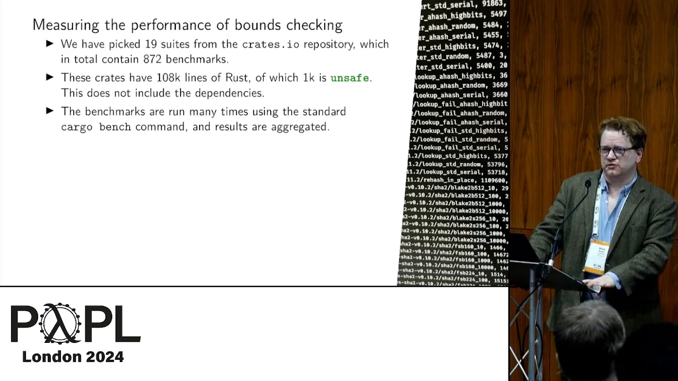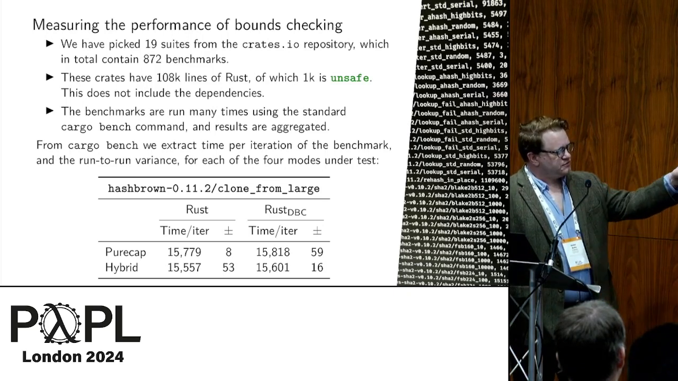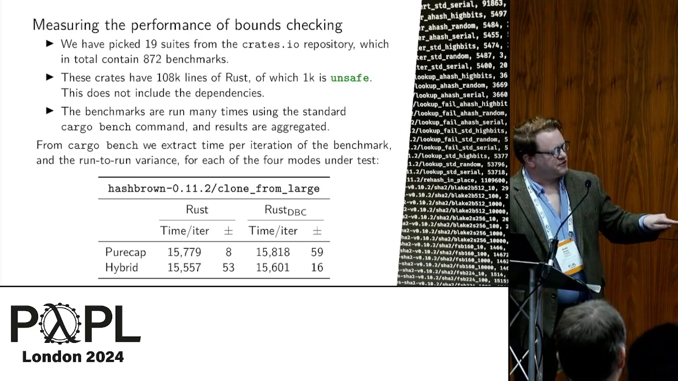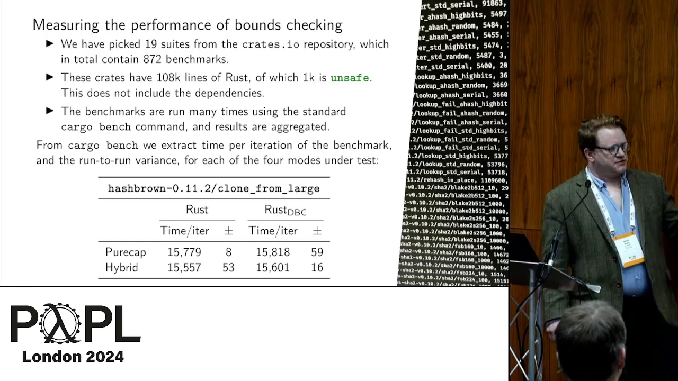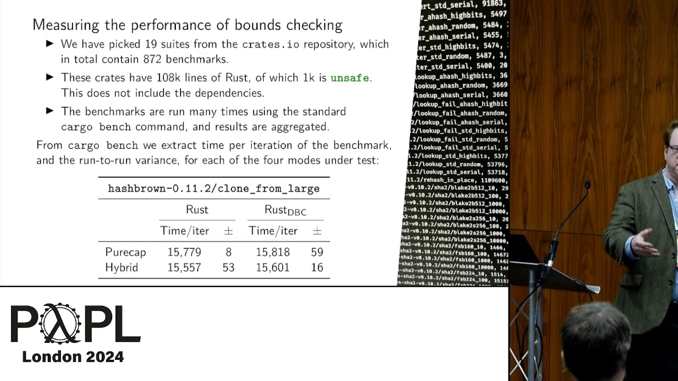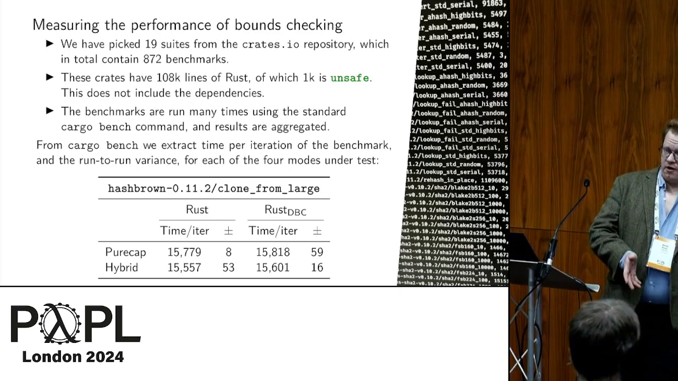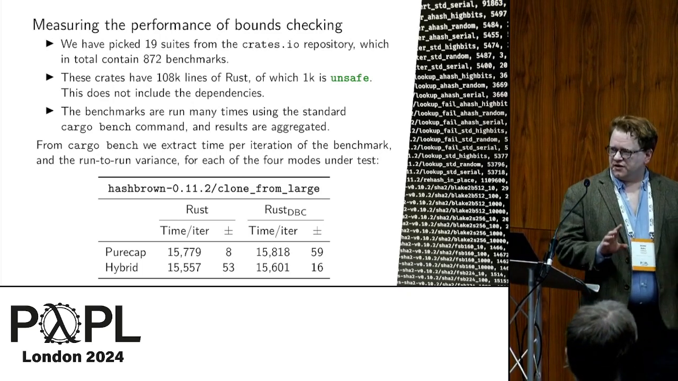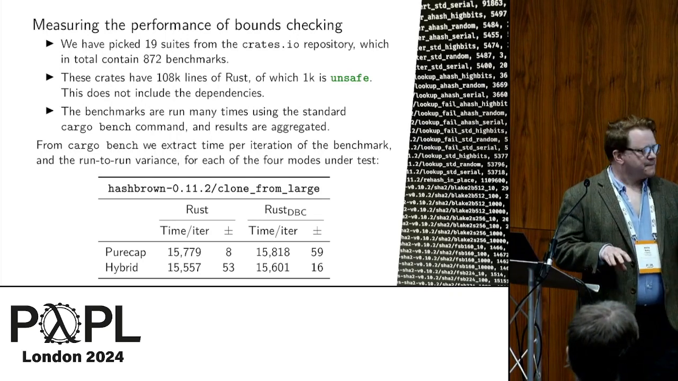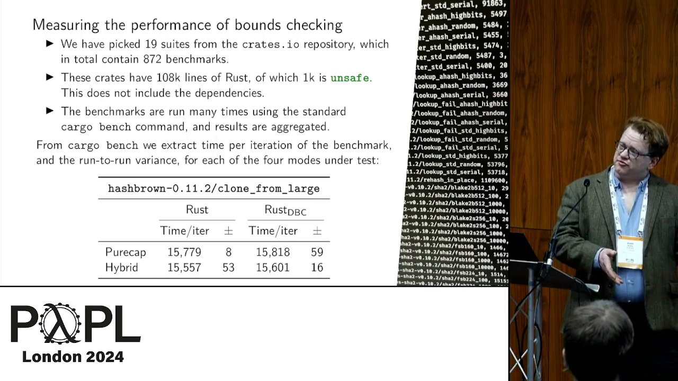And we benchmarked these. We sort of figured out how long they took to run. And we did that over this little sort of 4 quadrants in this little table. So we've got pure cap, which means Morello's checks are on. We've got hybrid, which means Morello's checks are off. All of this is on the prototype machine, by the way. And then we've got Rust, so just Rust with its checks turned on.